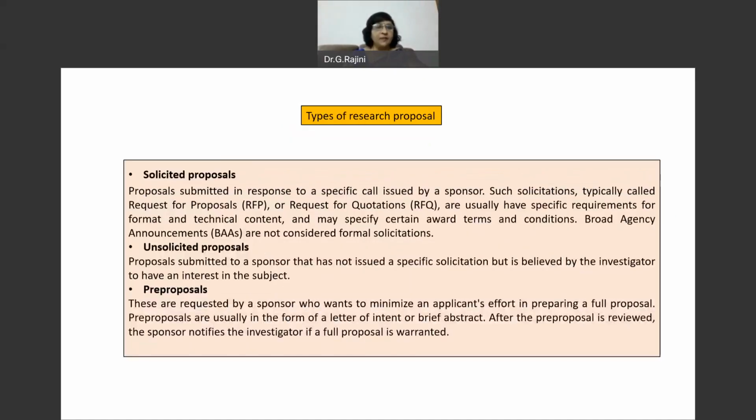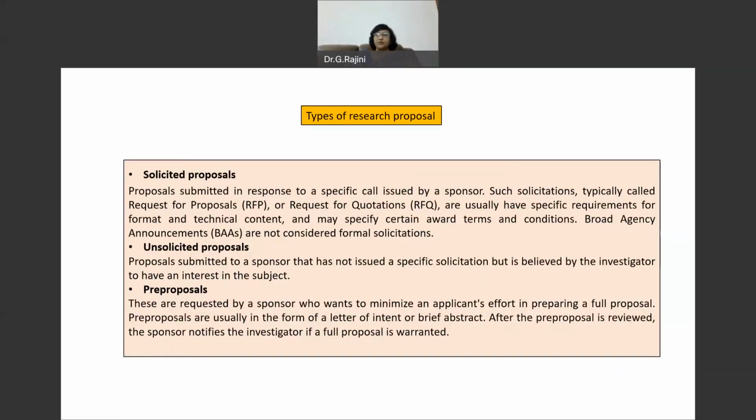Okay, types of research proposals. The first thing is solicited proposals. When there is a call for a proposal, then it is solicited. Typically you call that a request for proposal or request for quotations. Okay, I told you, business plans, giving a quotation for taking up a tender, that is also a proposal only. So now you can understand the usefulness of studying research methodology in a proper way.